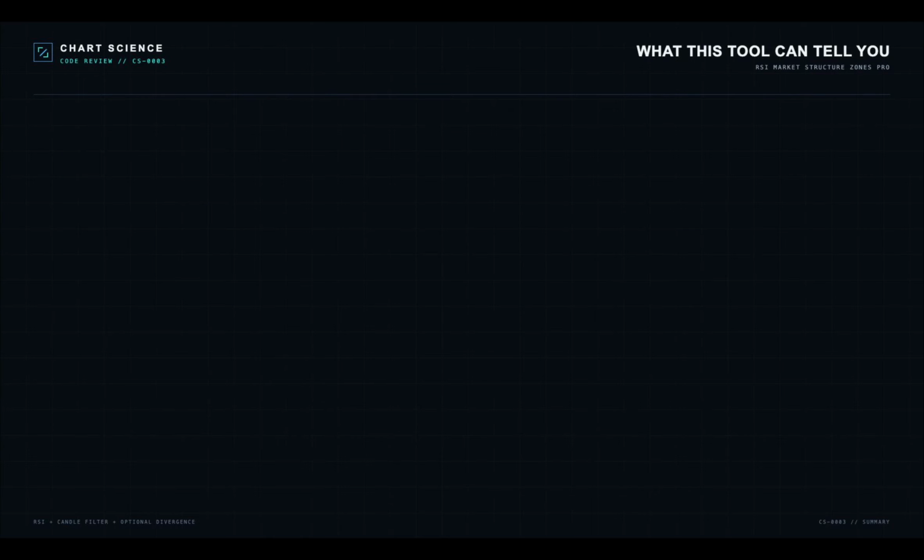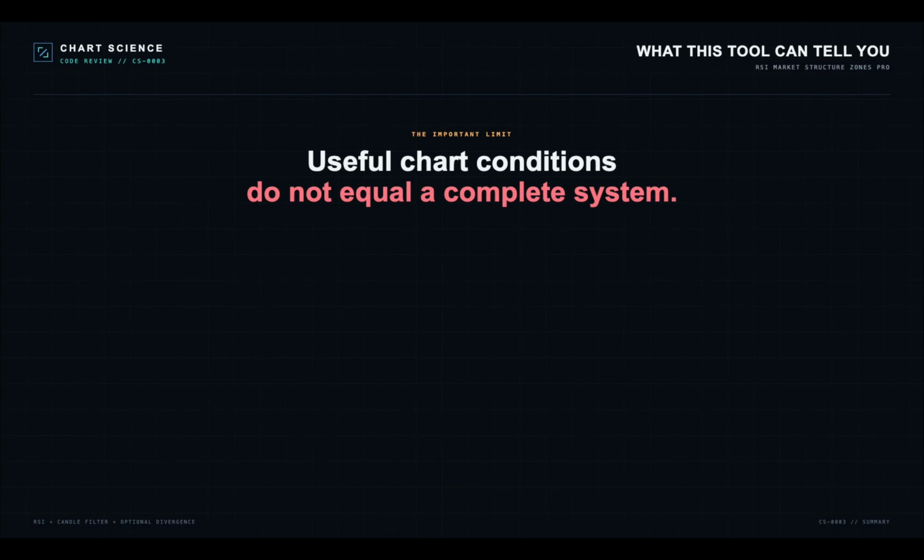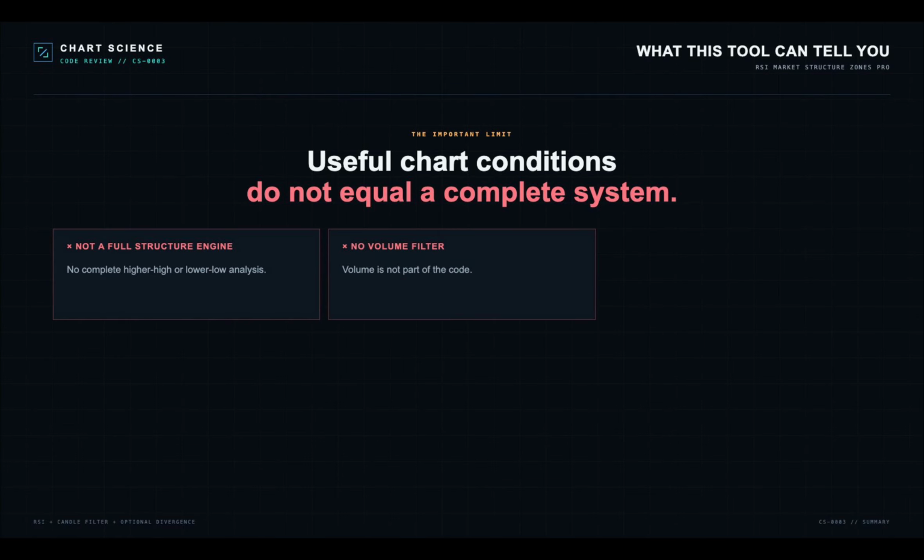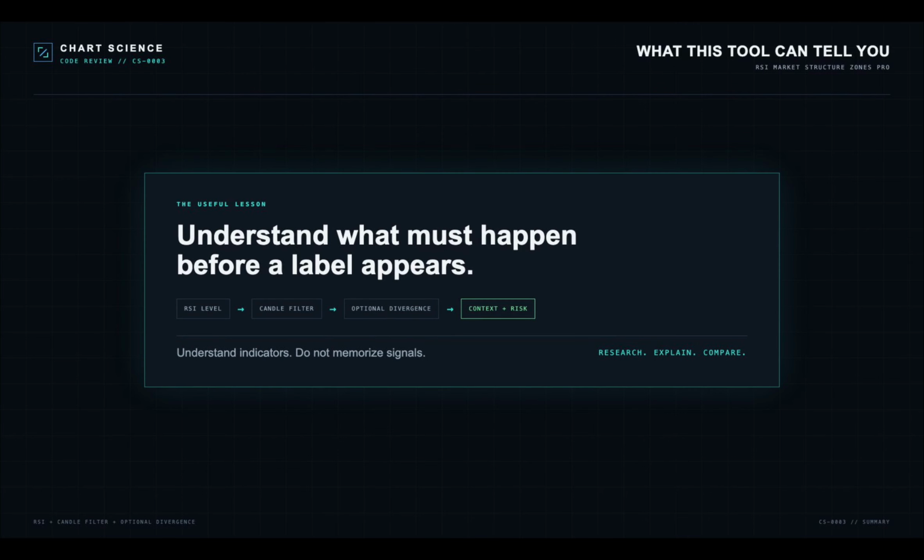This indicator is best viewed as a learning tool and a way to organize chart conditions. It is not a complete market structure engine. It is not true multi-timeframe analysis, and it is not proof of a profitable strategy. Use it to ask better questions, test the rules, and understand what the chart is showing.